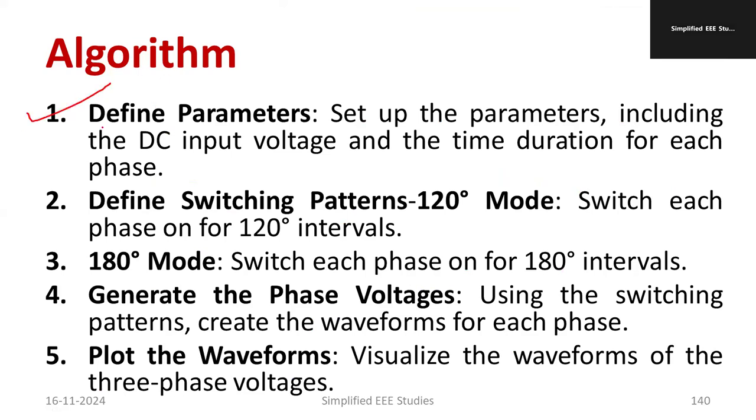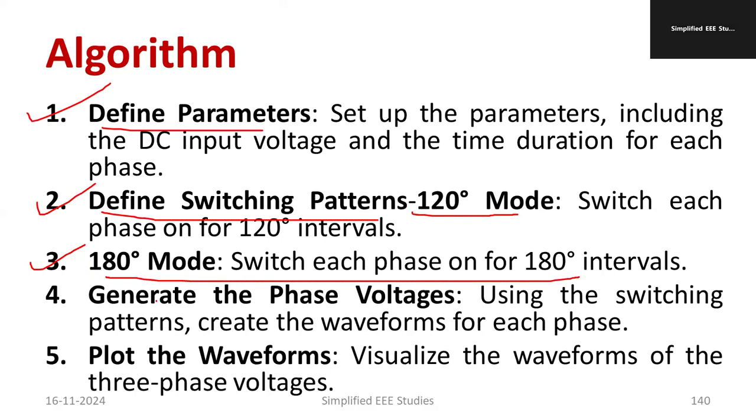First, you are supposed to define the parameters which are relevant for the inverter. Probably we have input voltage, then the expected frequency, etc. Then you need to mention the switching pattern. We already studied two modes of conduction, one is 120-degree, the other one is 180-degree. So you need to define the switching pattern for 120-degree mode. That is the second step. Third step belongs to the setting up of 180-degree mode of conduction.